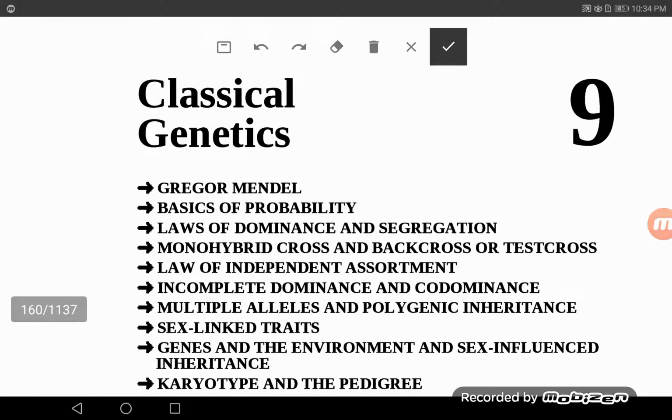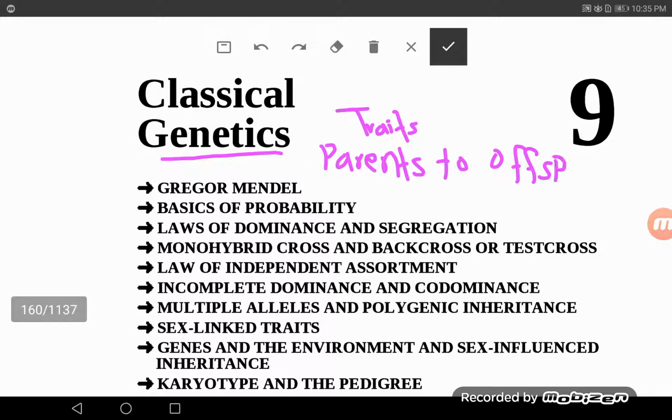And today, again, I am here to explain classical genetics. So we know that genetics is a part of biology which explains the process of passing information or characteristics, or we can say passing traits, from parents to their offspring.